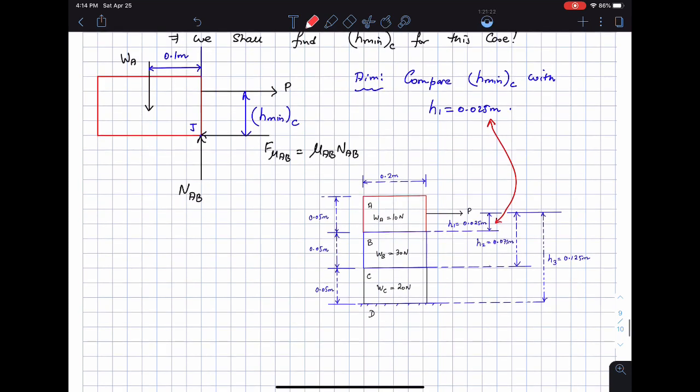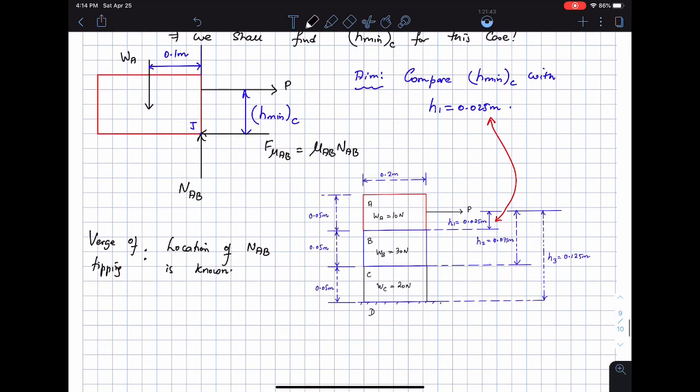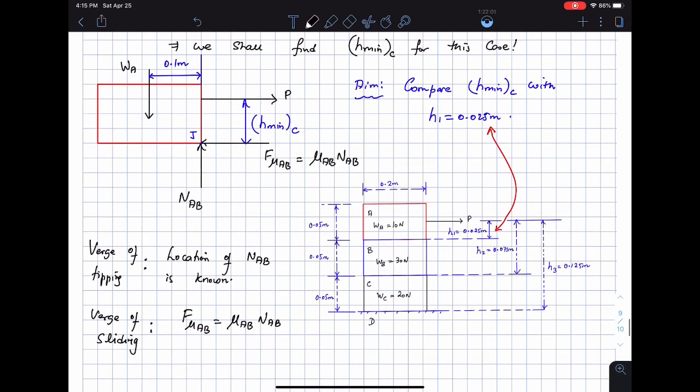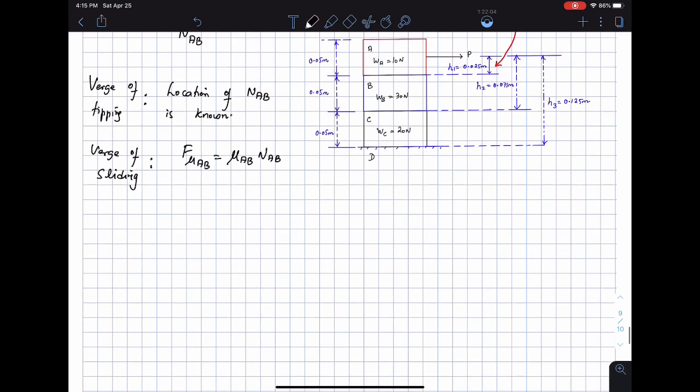Okay, and we say that it's on the verge of tipping, so contact point is J, and the location of NAB is known to us in this case. So verge of tipping means location of NAB is known, and then it's also on the verge of sliding, which means that F mu AB is mu AB times NAB. All right, and then sum of forces, sum of moments, and sum of forces in X and Y. That's about the end of the story here.